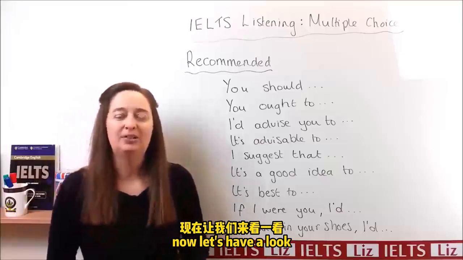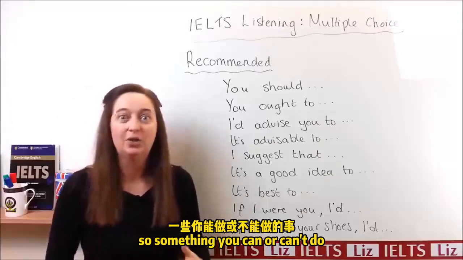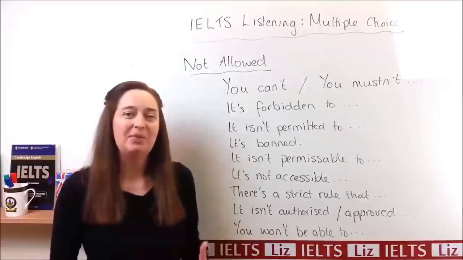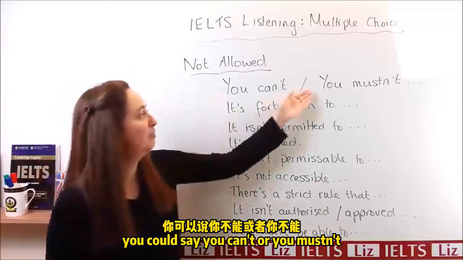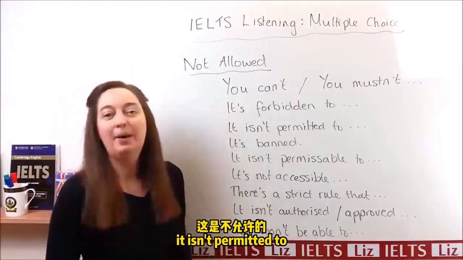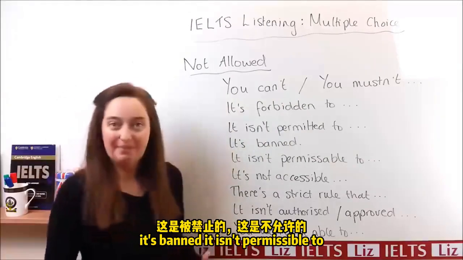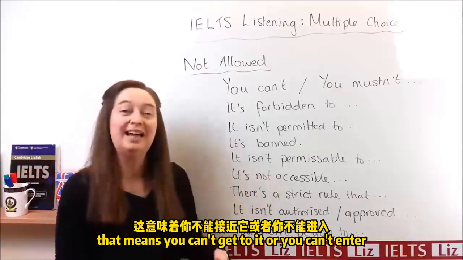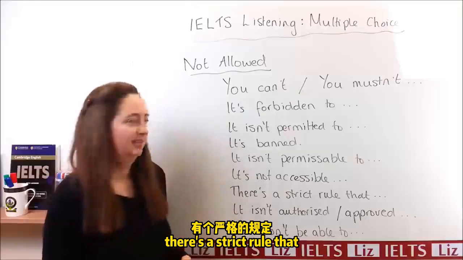Now let's have a look at paraphrases for being allowed to do something, so something you can or can't do. There are many different ways to say that something is not allowed. You could say you can't or you mustn't. It's forbidden to. It isn't permitted to. It's banned. It isn't permissible to. It's not accessible. That means you can't get to it or you can't enter. There's a strict rule that.